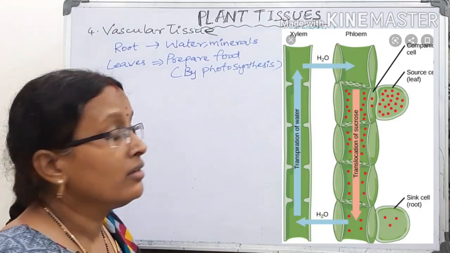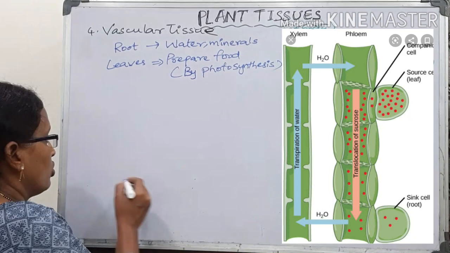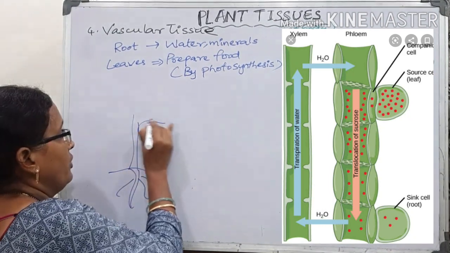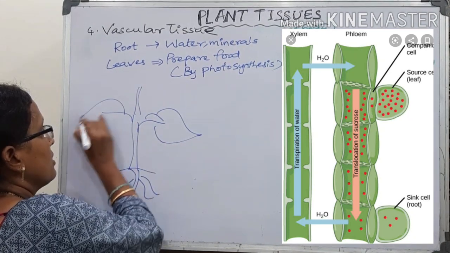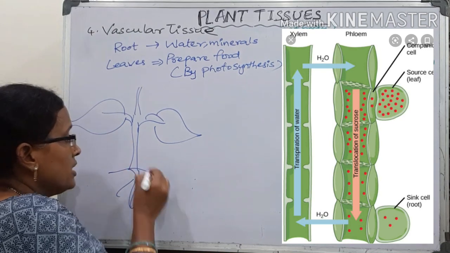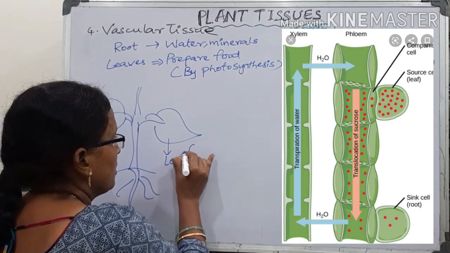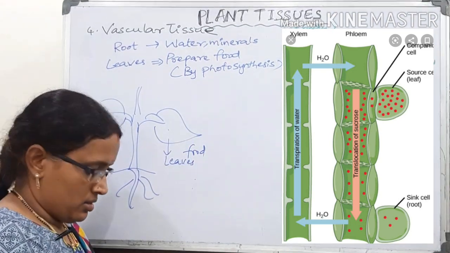So roots are here, and the leaf is preparing the food materials. Whatever food materials are prepared in the leaves are going to be transported throughout the plant.